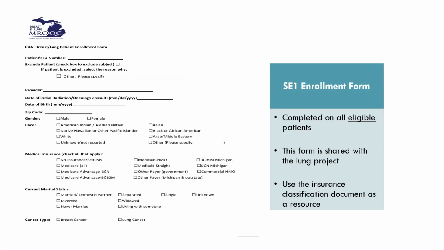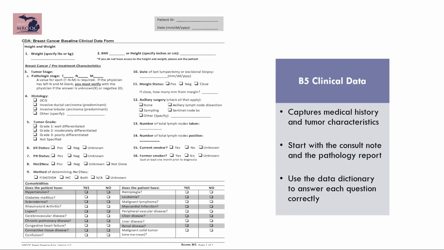The first form you will complete is the enrollment form. This form is only required on eligible patients. You see, this form is also shared with the Lung Project. There is a data dictionary that will allow you to answer each question correctly, and you should also use the insurance classification document.